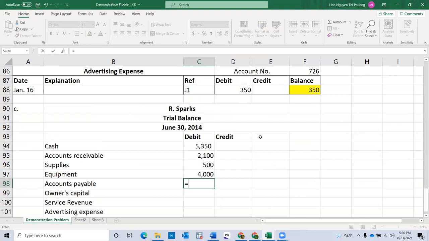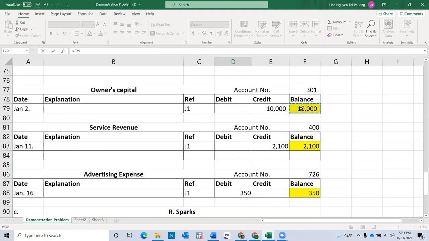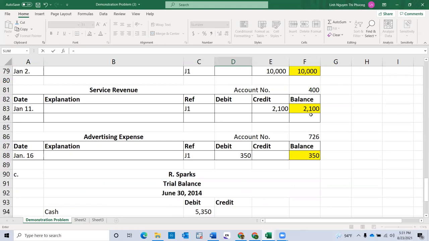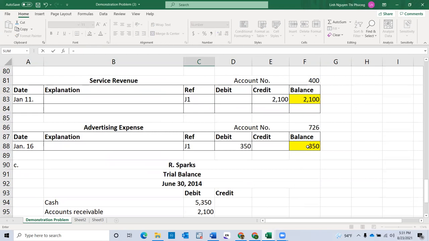But for accounts payable, remember it's on the credit side. So we need to go to the credit side and then equal sign 200, right? Owner's capital is on the credit side too. So equal sign and then I press 10,000. Okay, service revenue is also on the credit side. So 2,100, link with that. And advertising expense is on the debit side. Okay, so I press equal sign and then link with this.